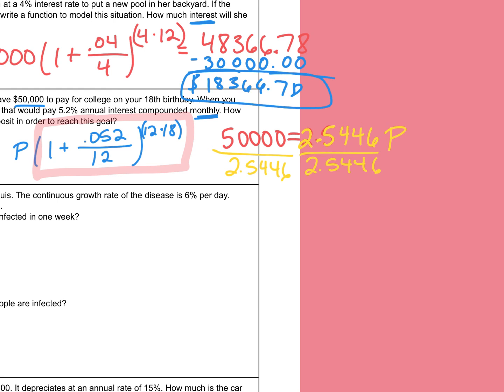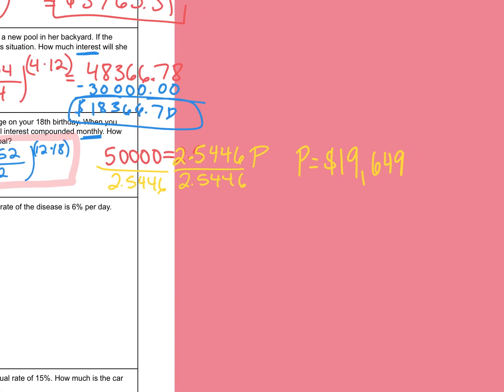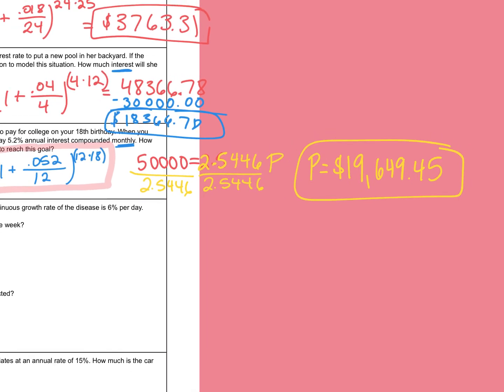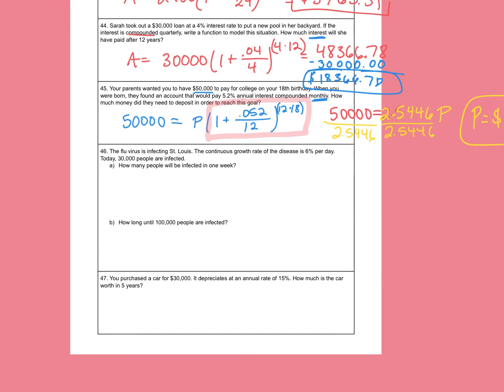So 50,000 divided by 2.5446, and P is going to be about $19,649.45. Cool. Okay. You'll notice I must have rounded a little bit differently than what the key says, because it says 37 cents. Okay, I'm off by a few cents, but that's okay. It's just going to depend on how you rounded it for what your answer is going to be.